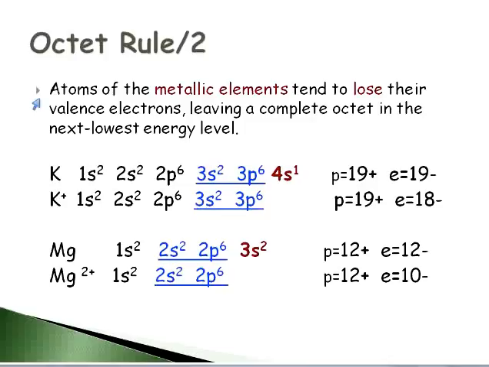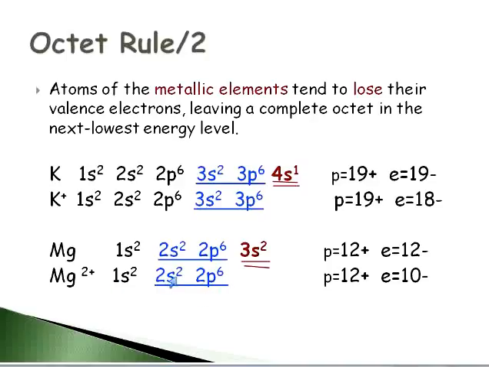So atoms of metallic elements tend to lose their valence electrons, leaving a complete octet in the next lowest energy level. Here we see the valence electron lost. Okay, we lose the 4s1, and so here is the same electron configuration as argon. Notice the next level down is full. Magnesium loses this, and so now it has the same electron configuration as neon.